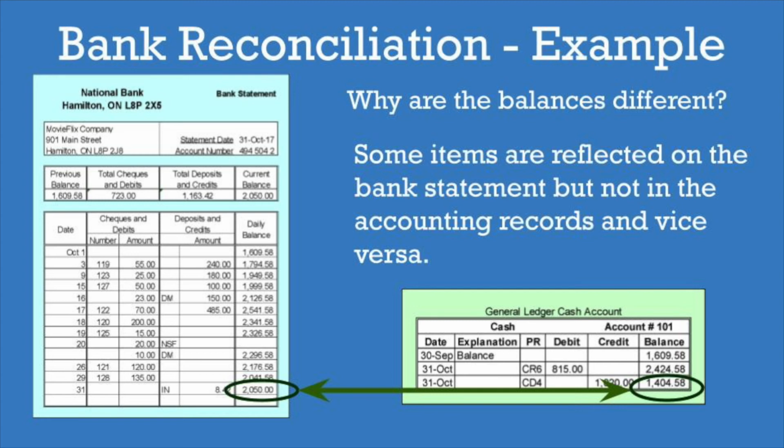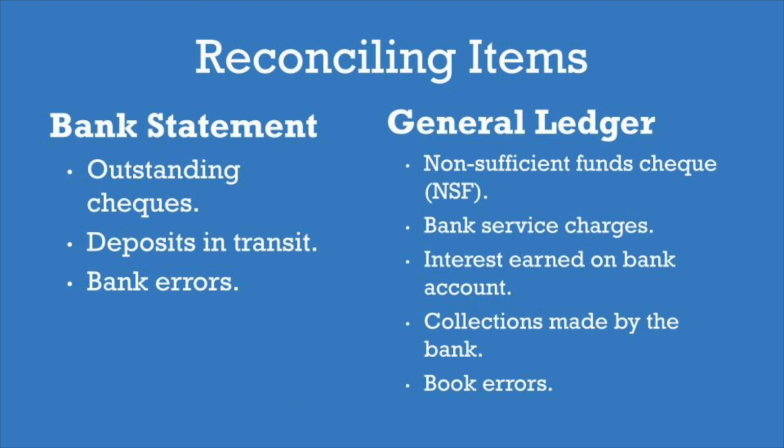Some items are reflected in the bank statement but are not reflected in the general ledger, and some are reflected in the general ledger and are not reflected in the bank statement. So we need to go through a process to evaluate the two. What kind of things would get included or excluded? Well, in our bank statement, outstanding checks may or may not be there. Deposits in transit won't be there. And bank errors won't be there.